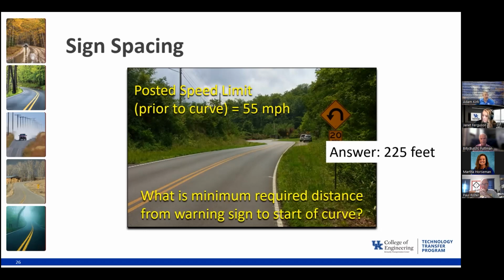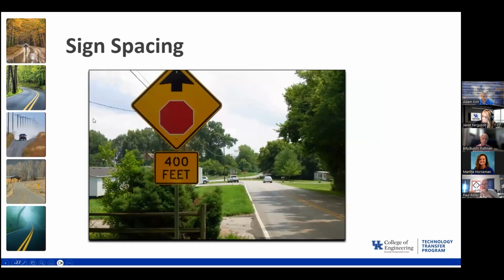At the same time, we need to be cautious that we don't move it too far away that the message becomes meaningless. So if we move, say, that curve ahead sign with a speed reduction 1,000 feet away because it's got more visibility or something, that's probably not serving the right purpose. It's not giving you that information when you need it. You pass that sign, you don't see a curve, and you might forget that you need to slow down once you get up close to it. So 225 is the minimum, and we can increase that. Just be careful on how far we increase that as we go.